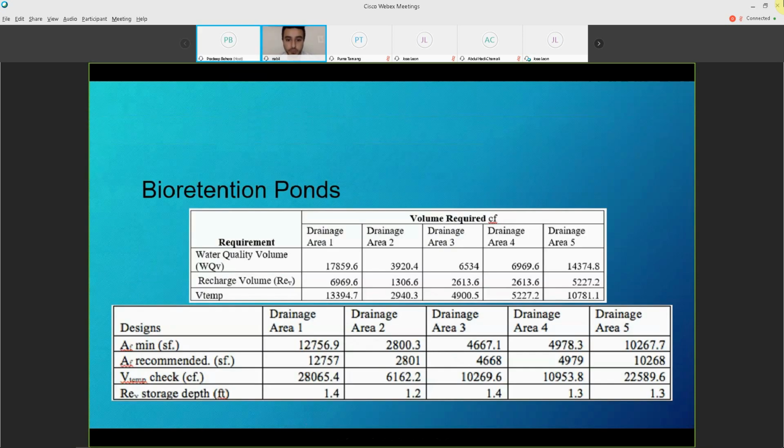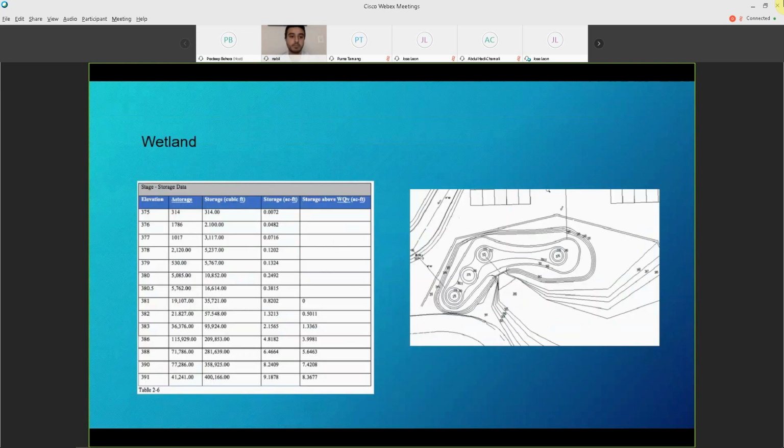For the bioretention ponds, we were able to determine the required volume and the areas for the design for each sub-drainage area 1, 2, 3, 4, 5. Next slide. Here are the criteria for the wetland, and as we can see on the right is the grading plan for the wetland. Next slide.